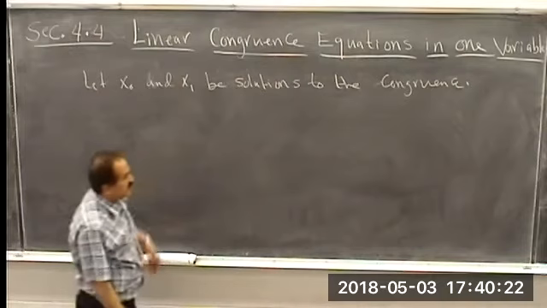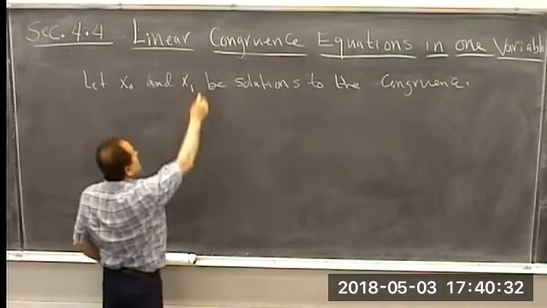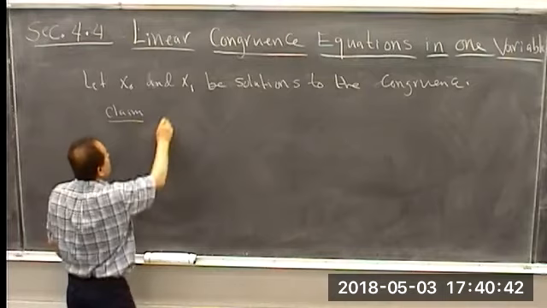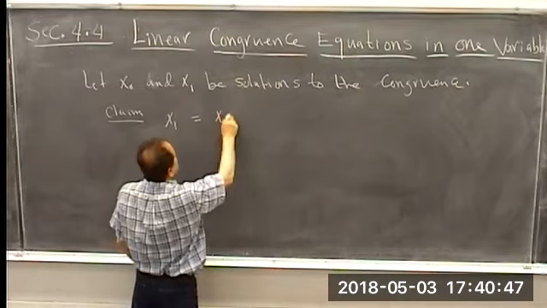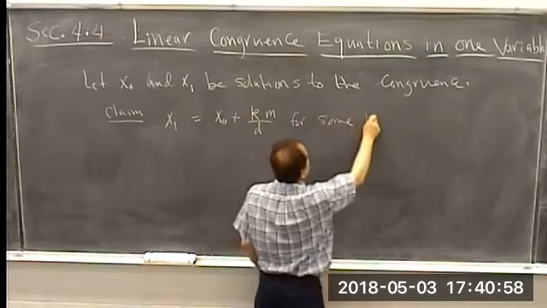So my statement is, you know, the congruence equation has a unique solution. This is a valid statement. I'm not saying these are actually distinct. But let's assume we have these solutions, all right? Then I claim that x1 is equal to x sub 0 plus some k, m over d, for some k in Z.